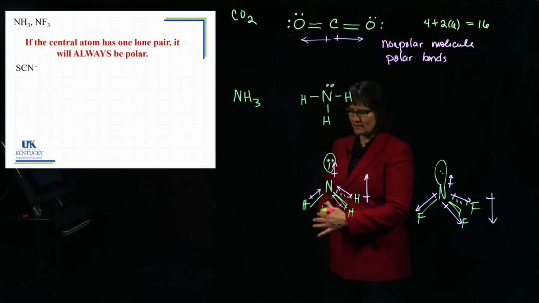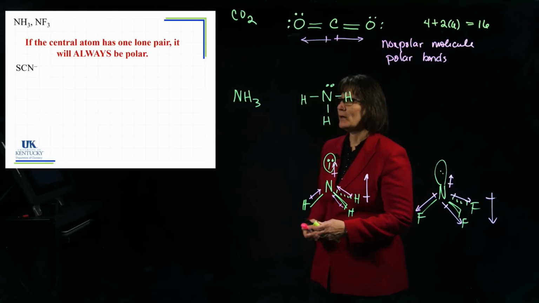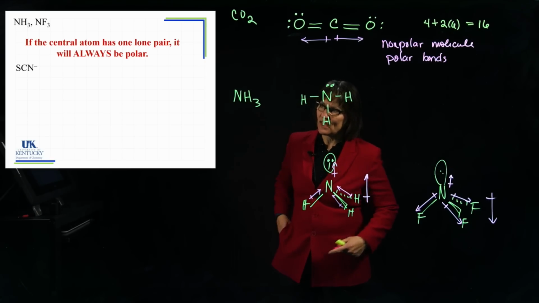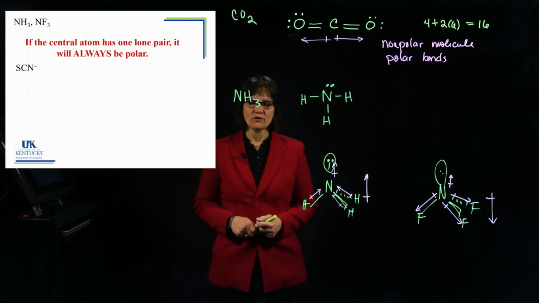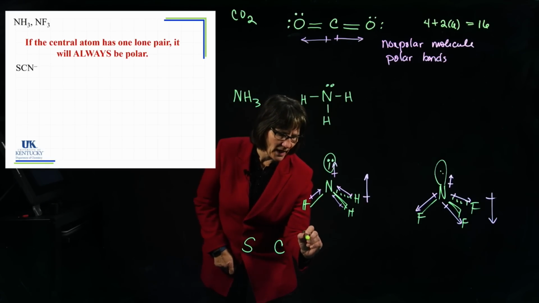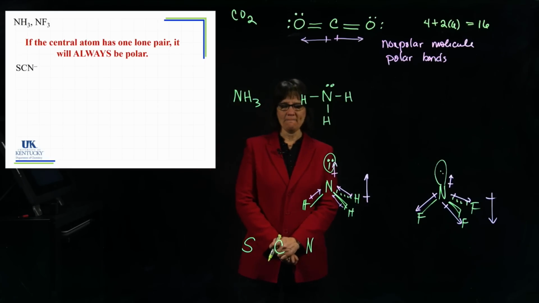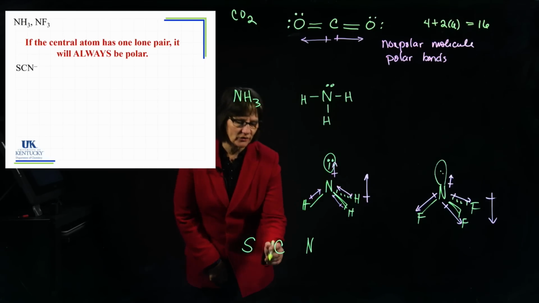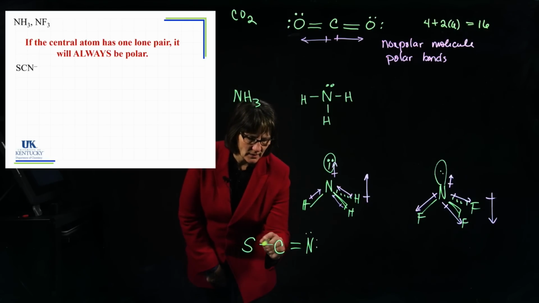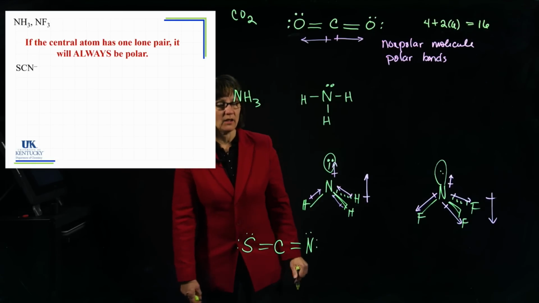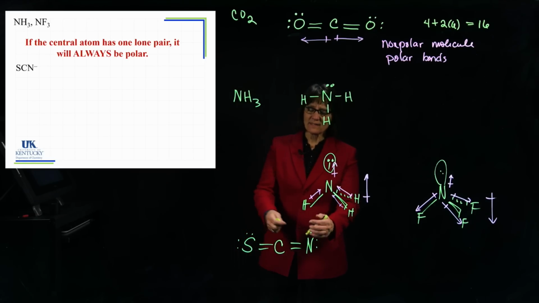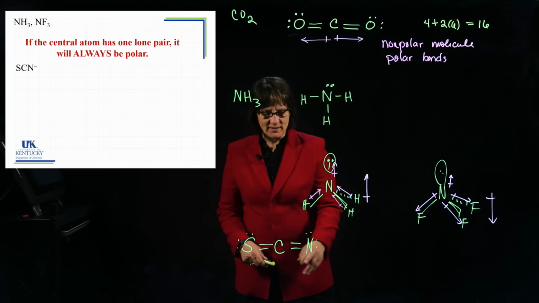All right, let's do the SCN that we see here. My central atom is the one that we see written in the center here, so the carbon is in the middle. And then we have an S on one side, and an N on the other side. The way this molecule looks is actually like carbon dioxide. It's very similar to carbon dioxide. This is at least one of the resonance structures.